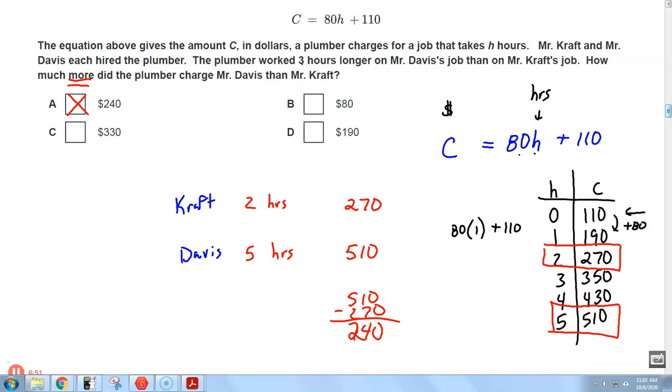Now, if this would have been a better written test, the SAT would have probably put both of these numbers as answer choices and tried to get some of you to shut down early and pick one of those. So just be careful on that. I should have made that a little bit tougher.